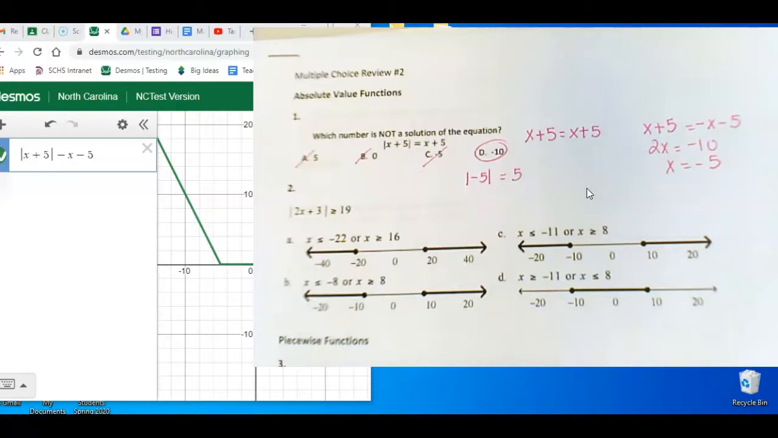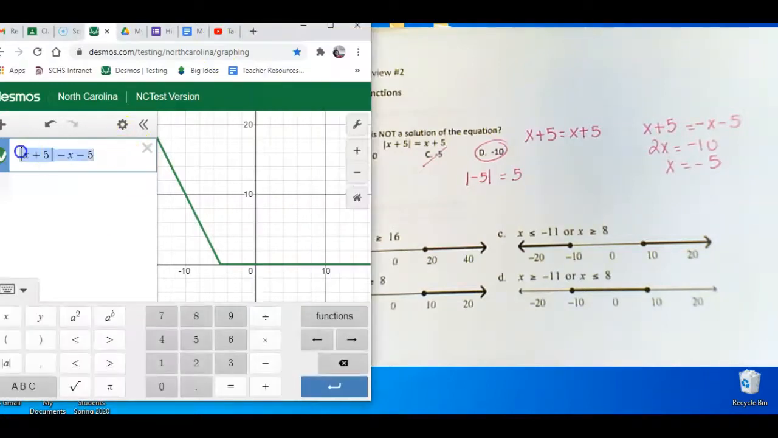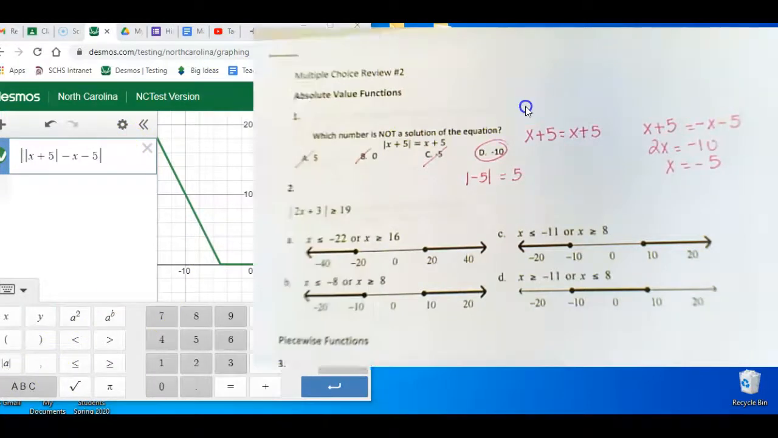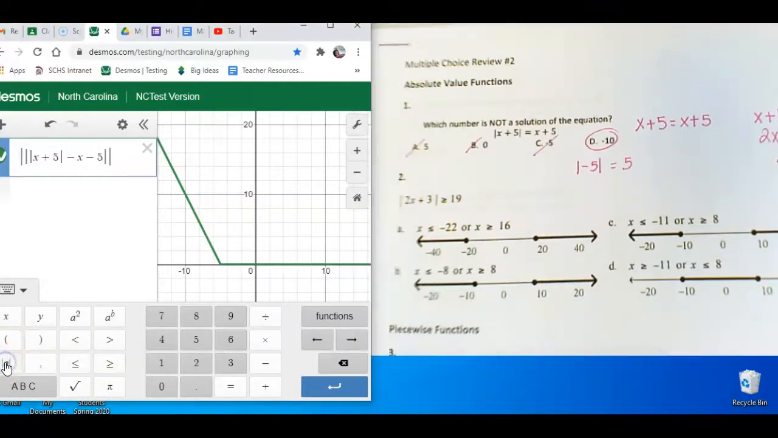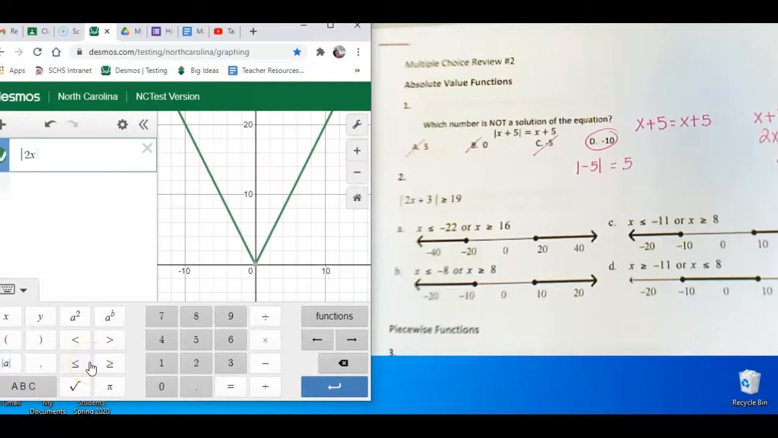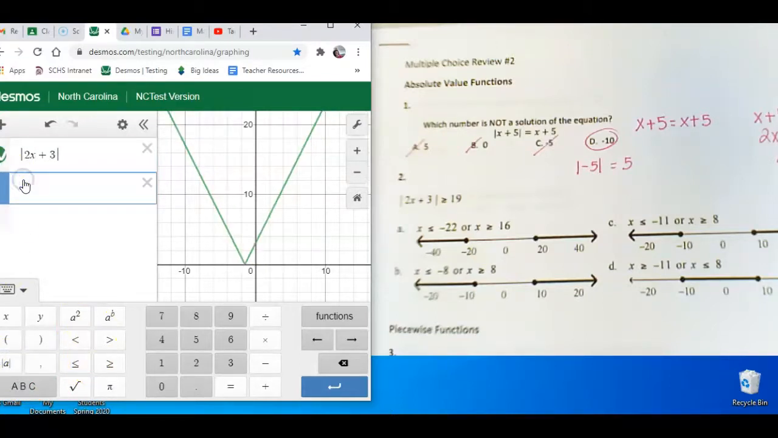All right, the next one we're going to solve is an inequality. So what we do is, again, put it in Desmos. Let me move this over a little bit so I can see it better. We're going to have the absolute value of 2x plus 3. And for the 19, you can't just put 19, so we're going to put y equals 19.